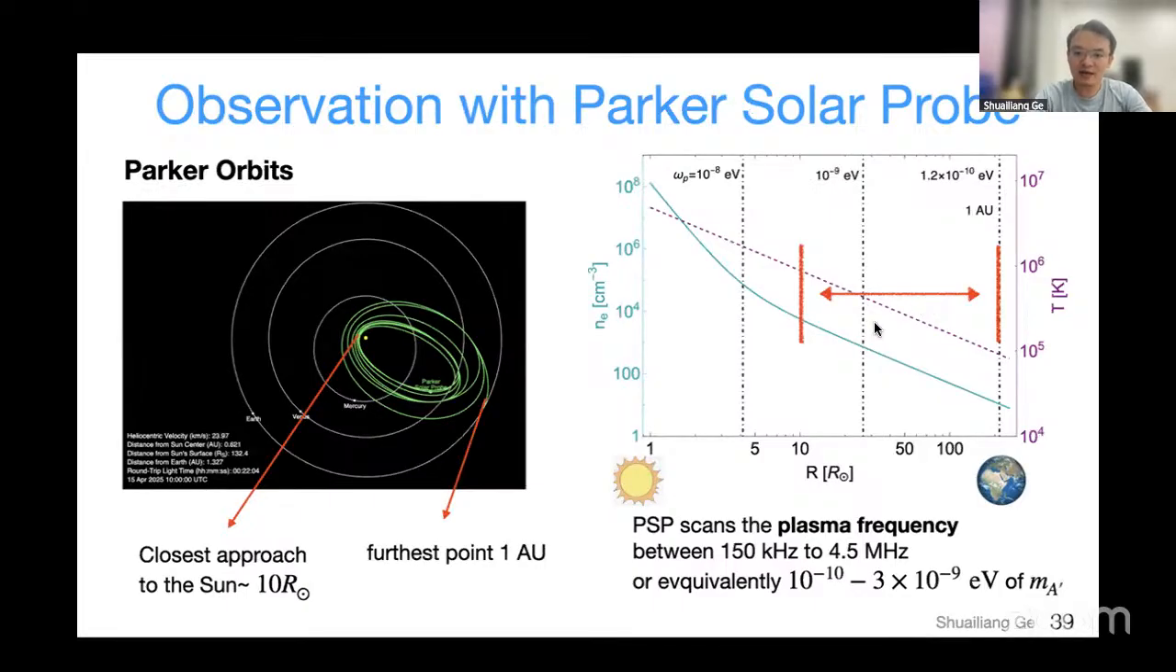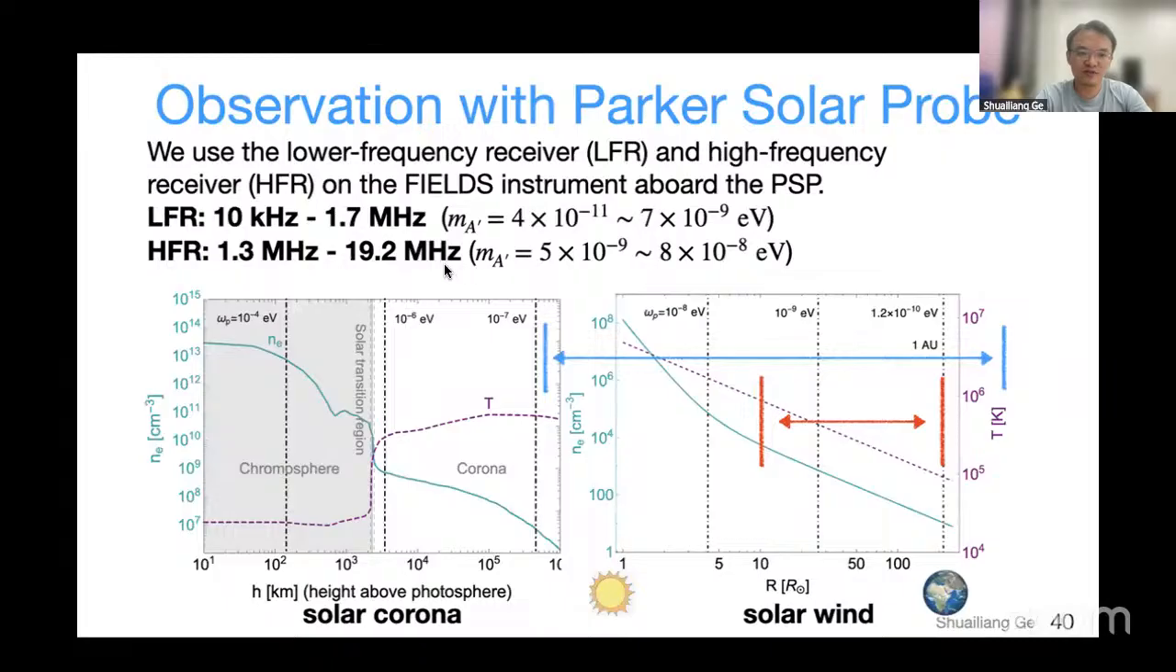Actually, to be more specific, the Parker Solar Probe carries two different receivers, and together they cover a large frequency range represented by this blue line. If the dark photon mass lies in this range, they can still resonantly convert into photons, and they can still be detected by the satellite, but it will suffer from distance attenuation.